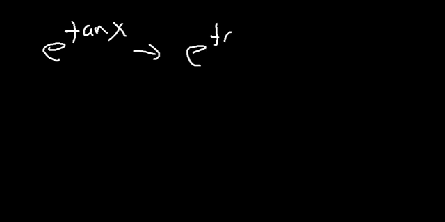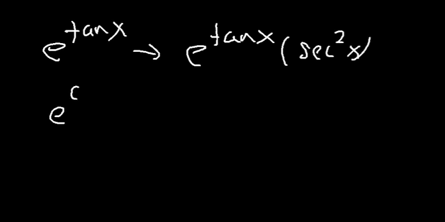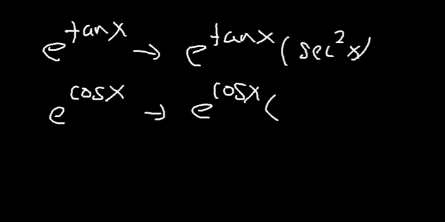So let's say if we wish to differentiate e to the tangent x, it's going to be the same thing: e to the tangent x times the derivative of tan x, which is secant squared x. So e to the cosine x is going to be the same thing: e to the cosine x times the derivative of cosine, which is negative sine x.